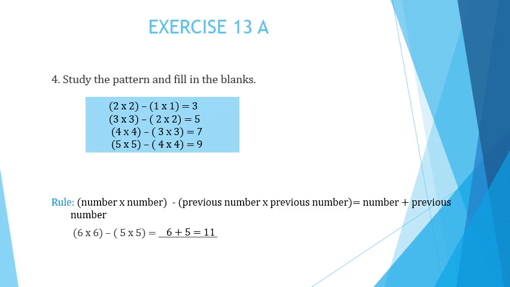In the next question, it is given 9 multiplied by 9 minus 8 multiplied by 8. So here the number is 9 and the previous number is 8. So number plus previous number, 9 plus 8 is equal to 17. Clear?